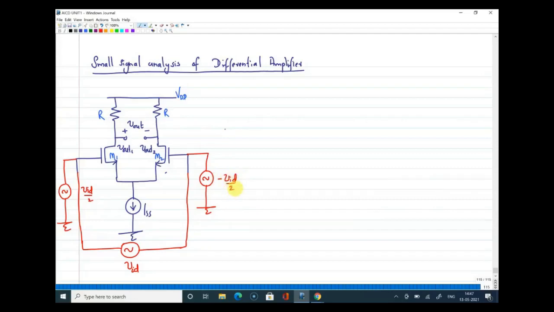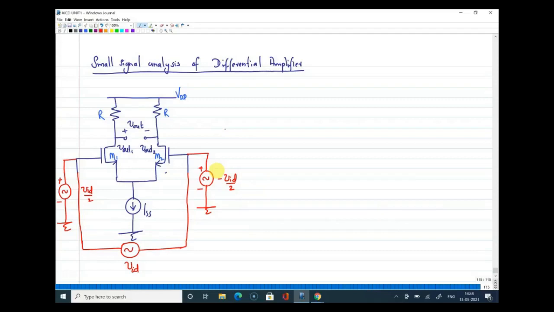So what is the differential voltage in total? It is Vid. So plus Vid by 2, minus Vid by 2. So what is the voltage in total? It is Vid, right? Vid by 2 minus Vid by 2. So in total, Vid voltage is coming across the two gates. Is this clear till this point? Is this clear or do you have doubts?